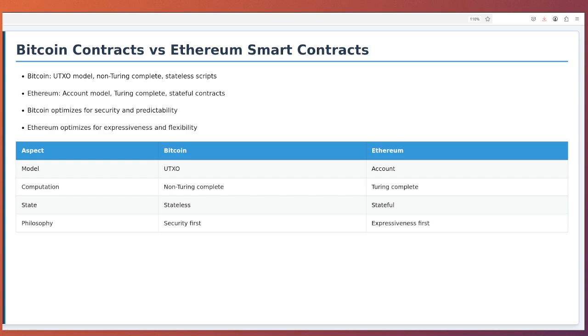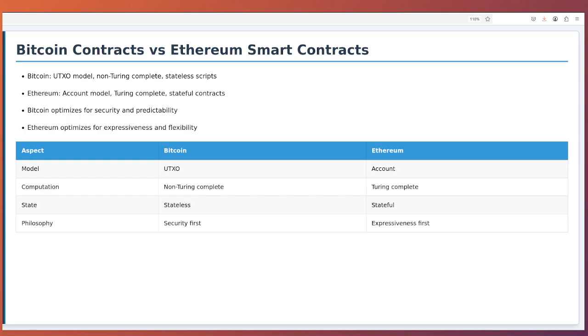Scripts cannot loop indefinitely. The limited opcode set reduces attack surface. Ethereum optimizes for expressiveness and flexibility. You can implement complex logic, but this introduces risks like reentrancy attacks, integer overflows, and unbounded resource consumption. Bitcoin's UTXO model makes parallelization easier because UTXOs are independent. Ethereum's account model requires sequential processing of transactions affecting the same accounts.